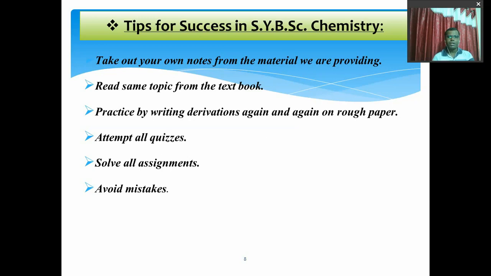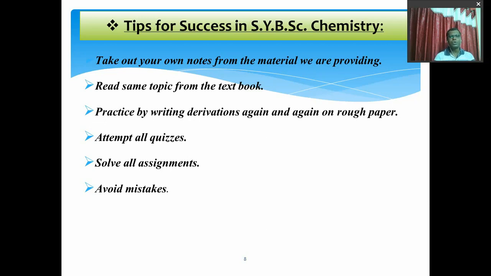Again, we are going to conduct some quizzes at the end of a topic, at the end of the week, or at the end of particular assigned lectures. So I request all the students to attempt all these quizzes and try to know your score in those quizzes. So you will come to know where we are losing our score and where we are able to get more marks.